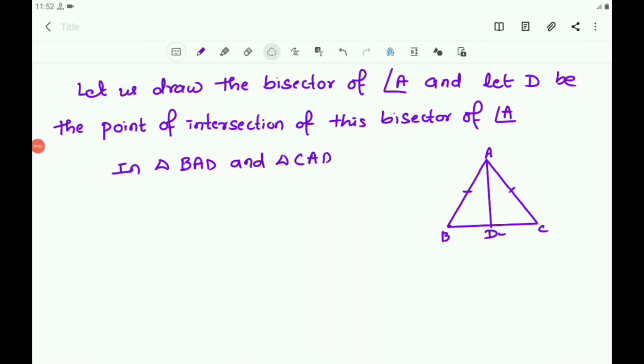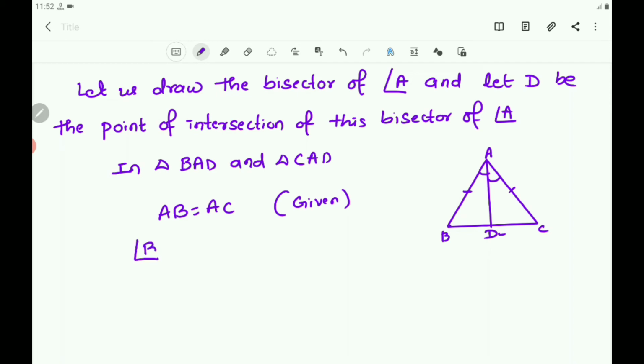So which are the equal parts? First one you write AB equals AC. Reason, that is given. It is an isosceles triangle. Two sides AB and AC are equal. That is given. Next, angle BAD is equal to angle CAD, right?